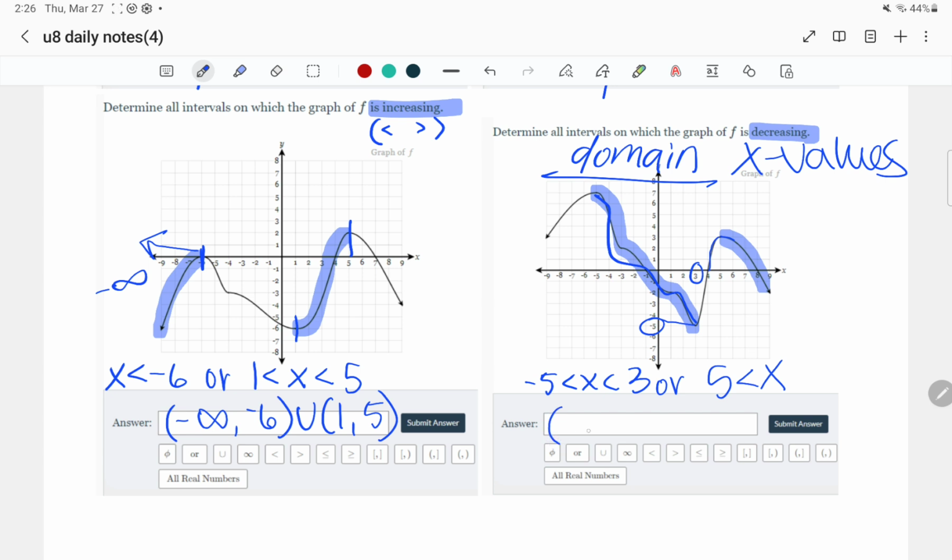Okay, in interval notation, this is -5 to 3, union 5 to infinity. I know it's going down, but it's going to the right. That is positive infinity.